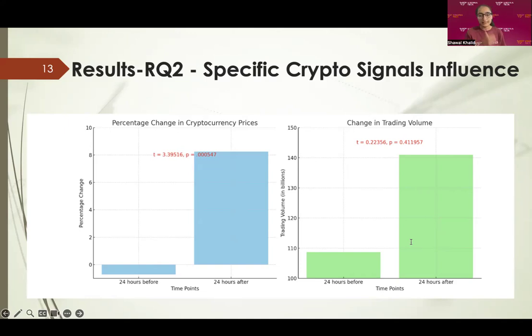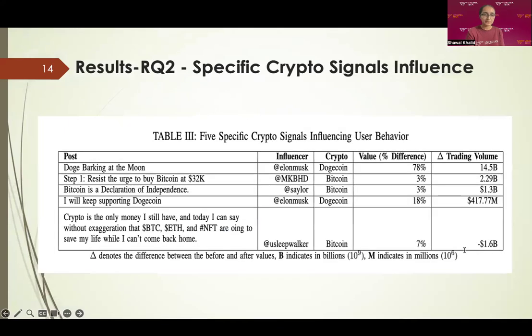While you can see that there is an increase in trading volume from 108.7 billion to 140 billion, the t-test results showed that this change isn't statistically significant. So this suggests that for trading volume, the activity actually increased, but the rise wasn't as impactful or as consistent as the price changes.